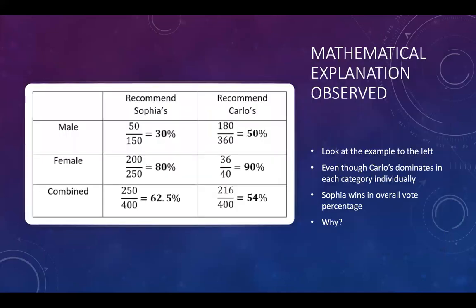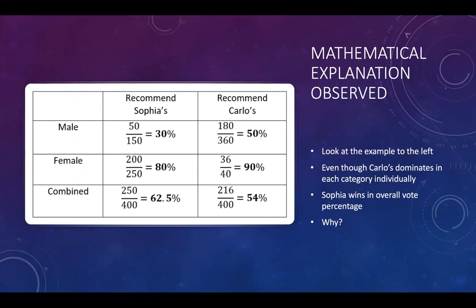A mathematical observation of this is if you have Sophia and Carlos, and they both made a song, and you told people to rate which song was better. The overall trend is that Carlos' song is better. If you look at the male percentages and the female percentages, you realize that Carlos has a better percentage in both categories, 50% for the male, 90% for the female, compared to Sophia's 30% and 80% respectively. However, if you combine the two, you realize, oh wait, Sophia has a better acceptance record of 62.5% compared to Carlos's 45%. Why is this?